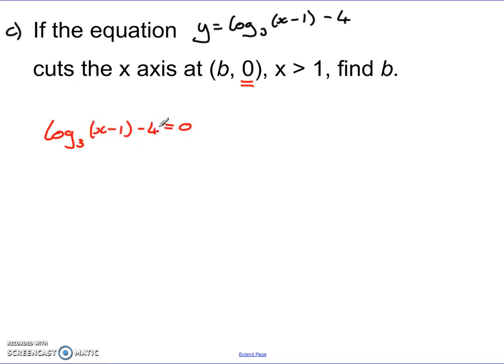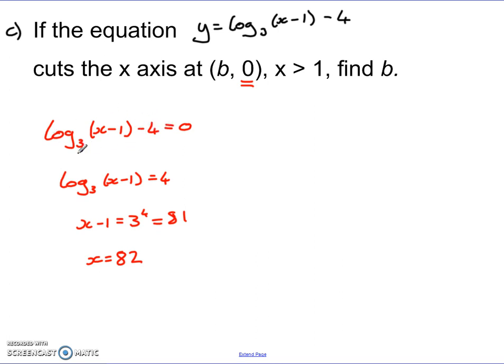So first thing we'll maybe do is take the minus 4 across. Log to the base 3 of x minus 1 equals 4, and then shift it like we would using our logarithm rules. So we know then that x minus 1 equals 3 to the power of 4, that's 81. So x minus 1 is 81. We know then that x is equal to 82. Now that's one way we could have solved it.